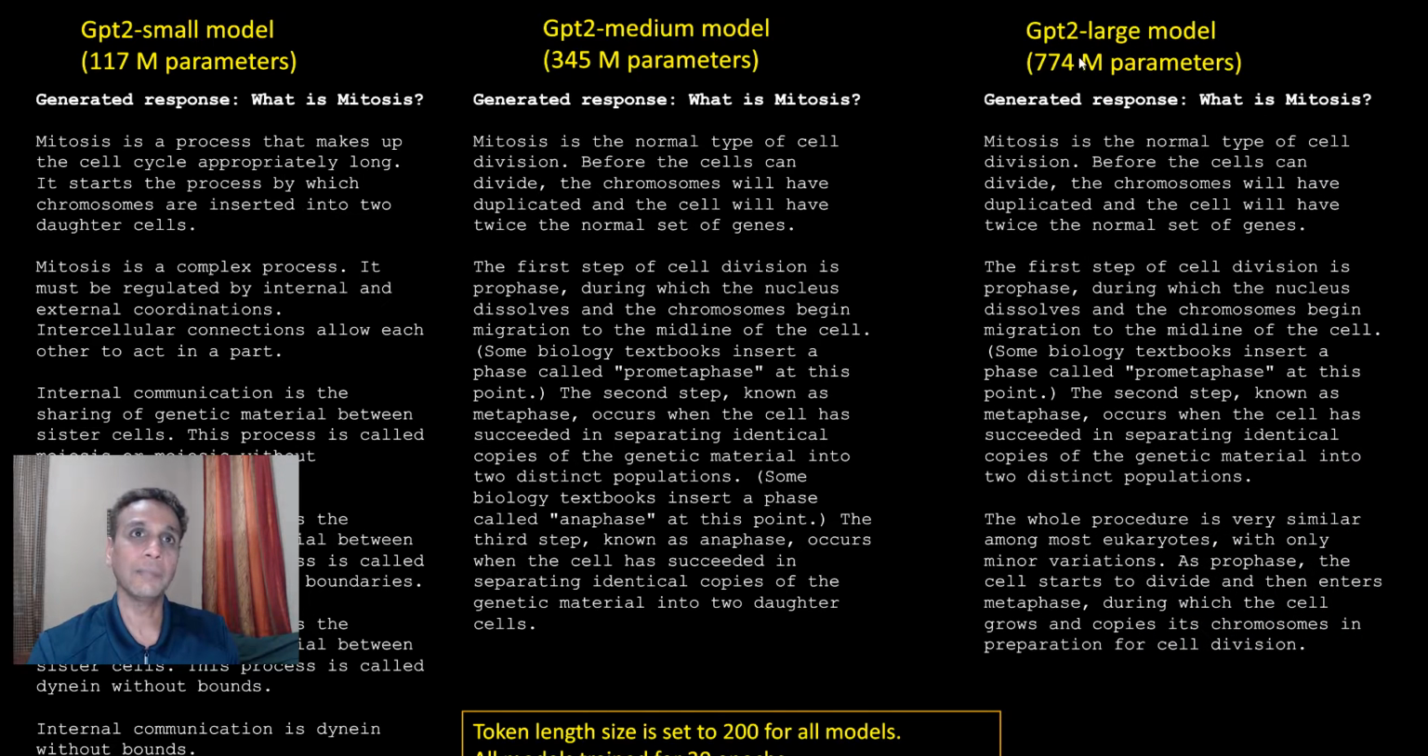And let's look at the large model, and it actually says the whole procedure is very similar among most eukaryotes, and it gave some extra information that summarized the text. It actually put this mitosis in context with something else in the book. So this is exactly what I would expect larger models to do, not just spit out what's in the book, but actually take different elements and say, hey, you are asking me about mitosis, but the same thing also happens here, and here, and all that stuff. So that's exactly what you would expect from a large model.